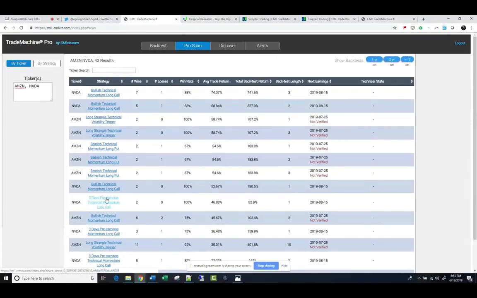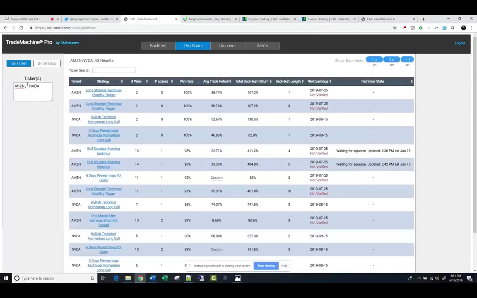So this is how you do it. You enter the tickers. It's the Pro Scanner. Instead of by strategy, you go by ticker. Enter as many as you like. I think up to 100, maybe more, comma delimited. If you have Chrome, you'll see this thing happen. But if you don't have Chrome, don't worry about it. Just keep typing. It just won't grow. And you can go by strategy.